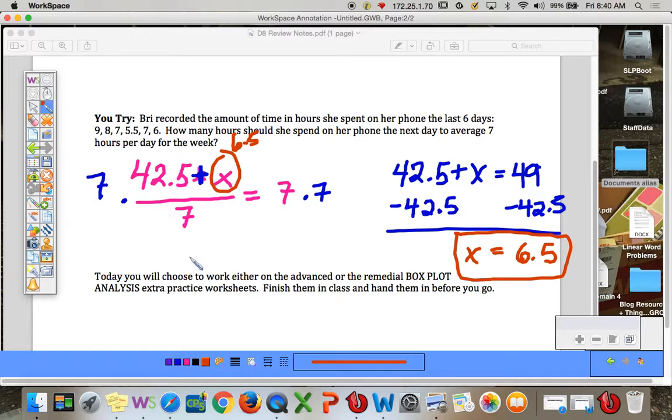In class, we're going to practice box plots one more time. I'll give you either the advanced or remedial, depending on how much practice you need, and then we will move on tomorrow.